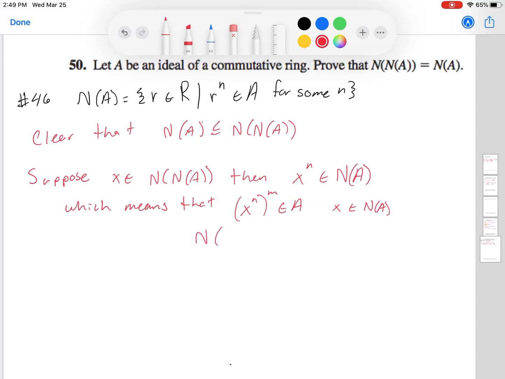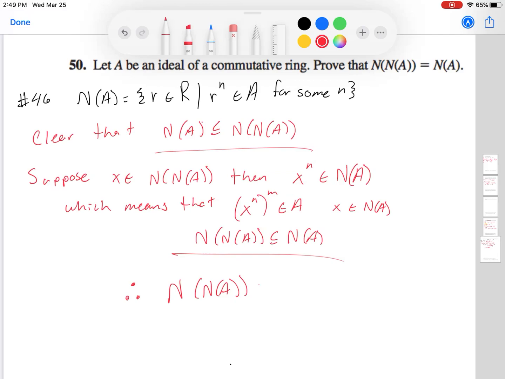So what that tells us then is that N(N(A)) is a subset of N(A). Now we have the subset going each direction. Therefore, they are equal.